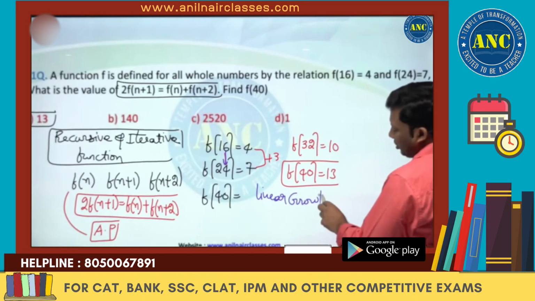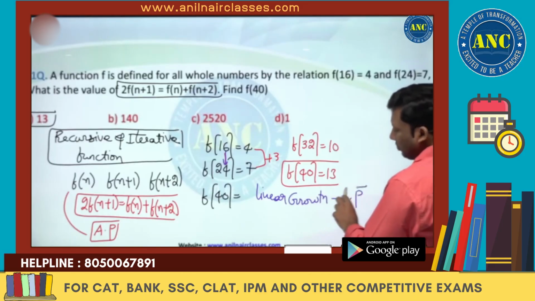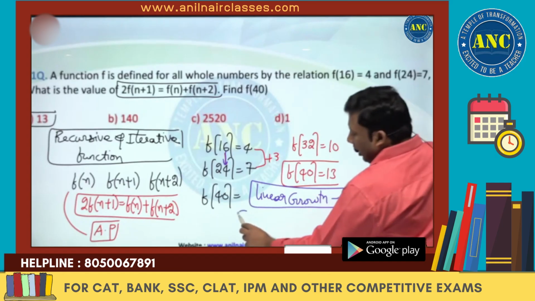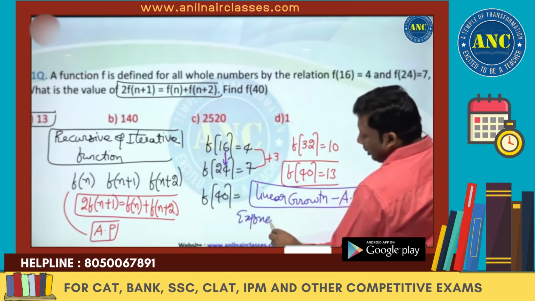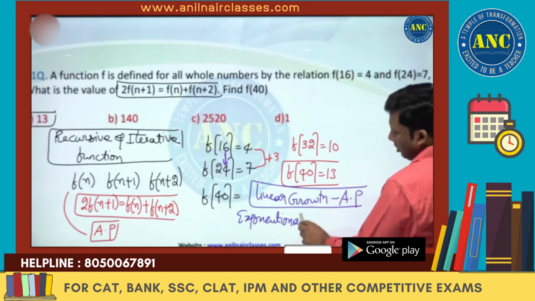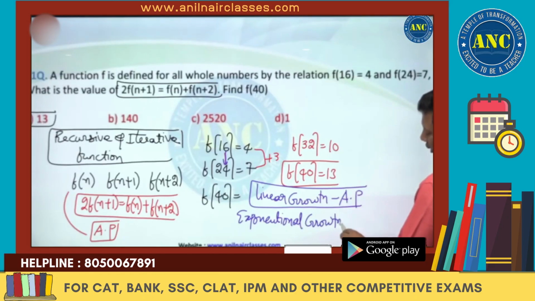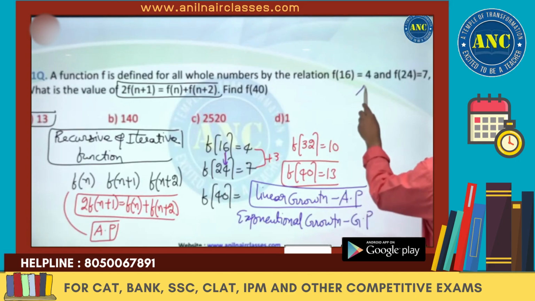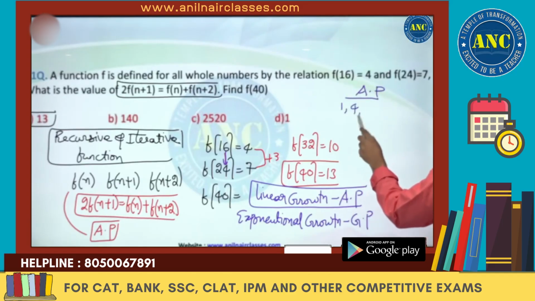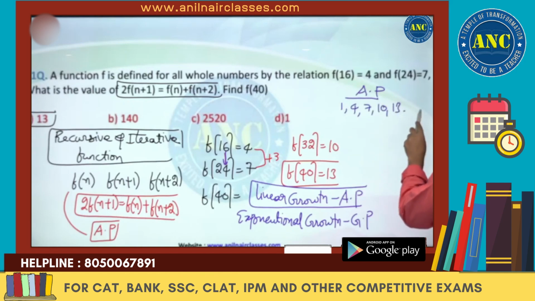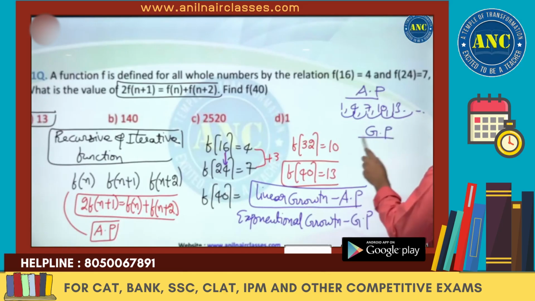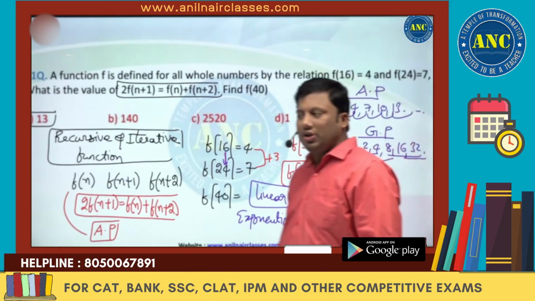In an arithmetic function, the behavior of the values will be linear, and in geometric progression, the growth will be exponential. If you observe here, in arithmetic progression, 1, 4, 7, 10, 13 and so on, these are all increased by 3. It is a linear value. In geometric progression, 1, 2, 4, 8, 16, 32, it is an exponential growth, multiplying by 2 each time.